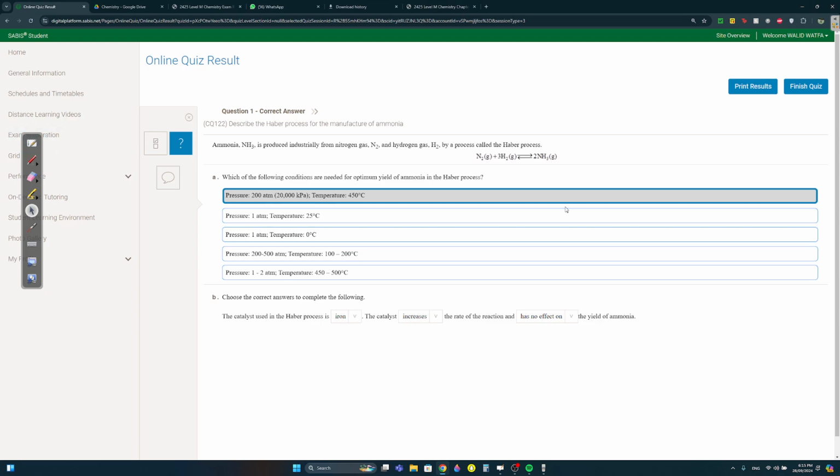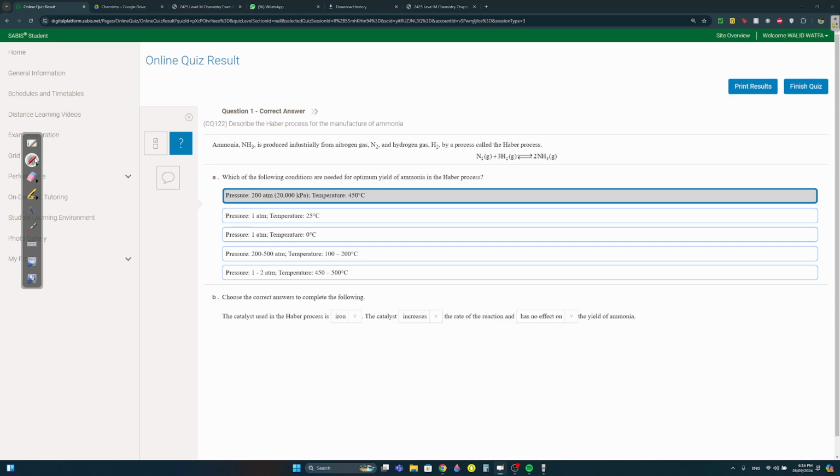Okay. What are the conditions for the Haber process? Memorize them. For some reason, in the exam, she put 200,000 kPa. People got it wrong. They wrote 200,000, 20,000, 200, 180. In the exam, she didn't put atm. She just put the kilopascal.